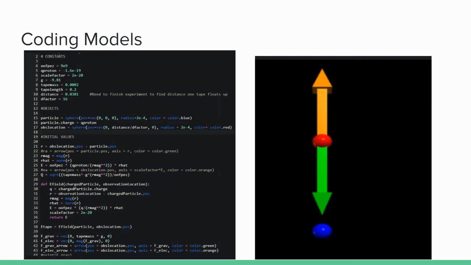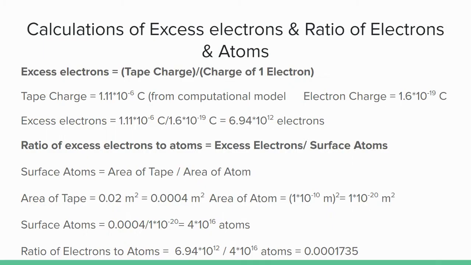Then I created a function just to make sure that everything comes out the same. And then for my e-tape, I used that function to calculate that value. And then for force, I made a vector for the gravitational force, and I took the magnitude of that for the electric force. Then I created arrows from those two values.